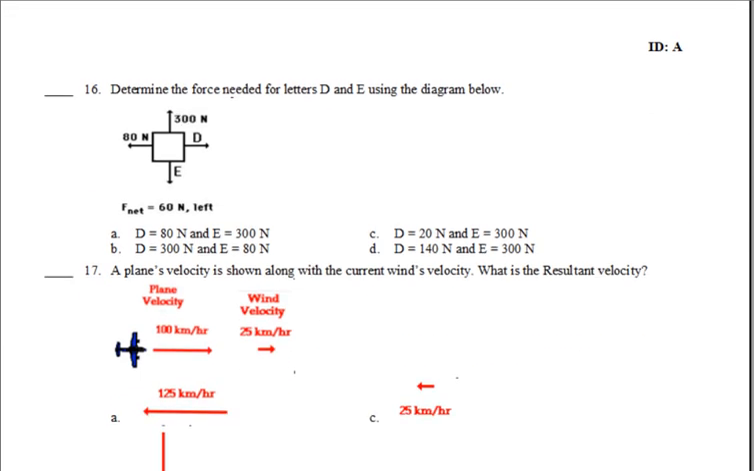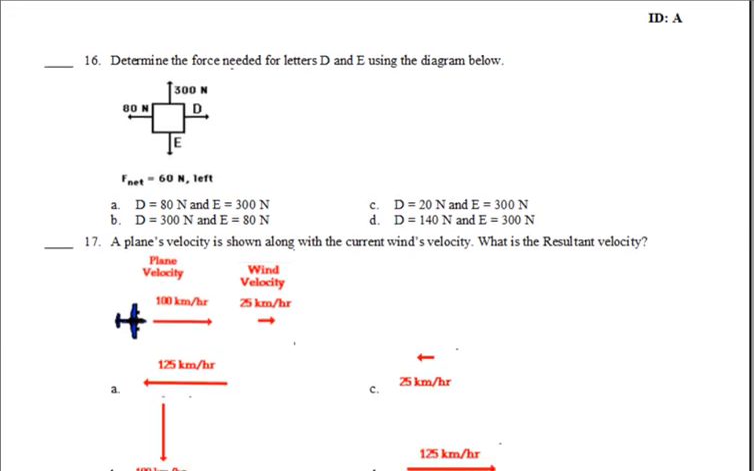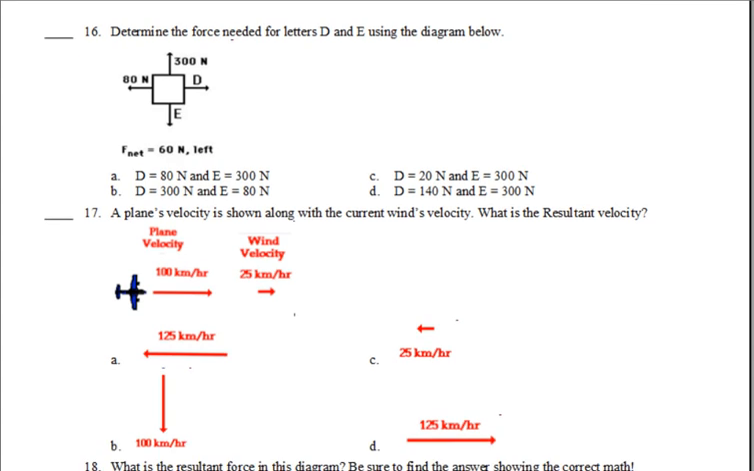Okay, turning your paper over, number 16. Determine the force needed for letters D and E using the diagram that you see here. So if you look at the forces, 300 newtons going up, 80 newtons going to the left, you have to determine what letters D and E are if your net force right here equals 60 newtons to the left.